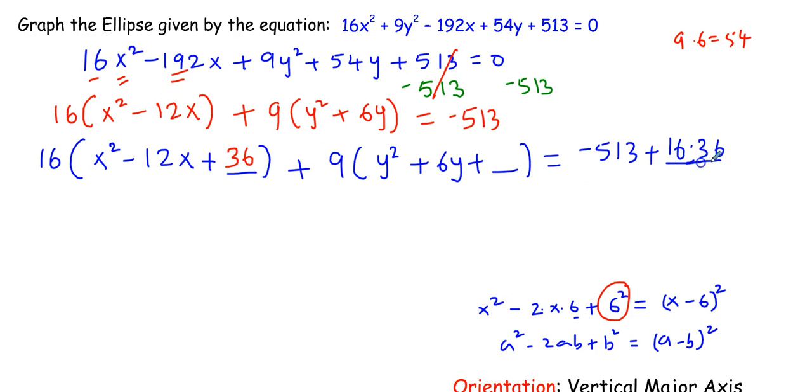So I'll add it on the right hand side also, plus the other thing goes here. What is the next one now? I have y square plus 6y plus blank.